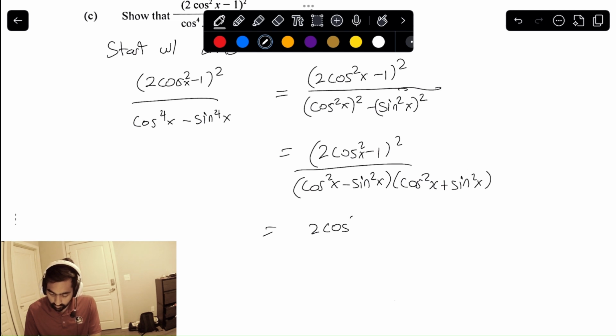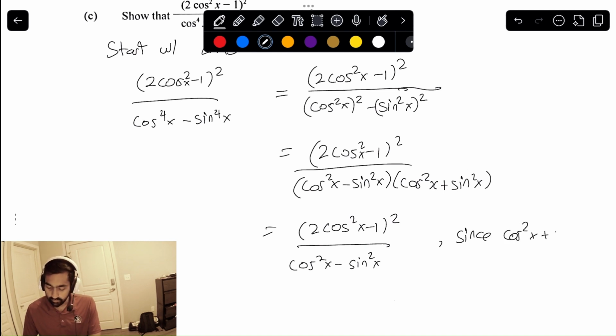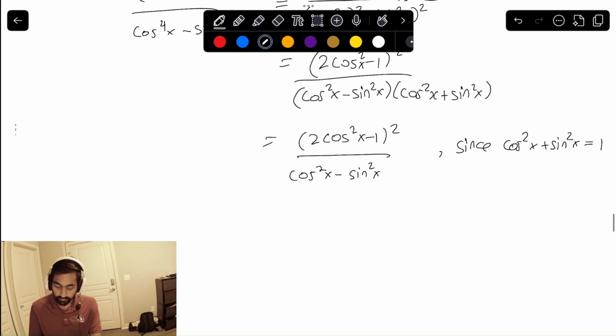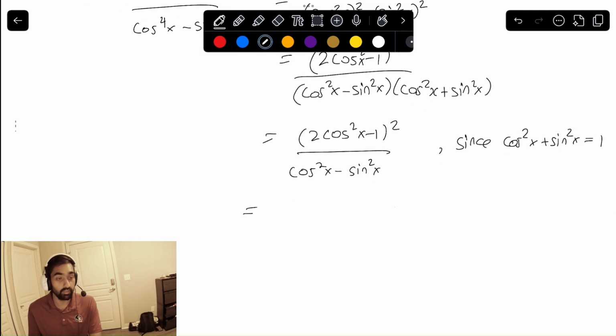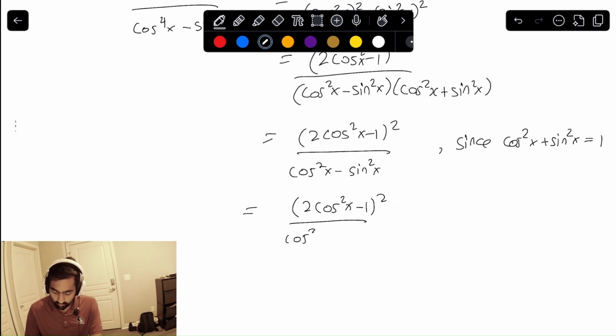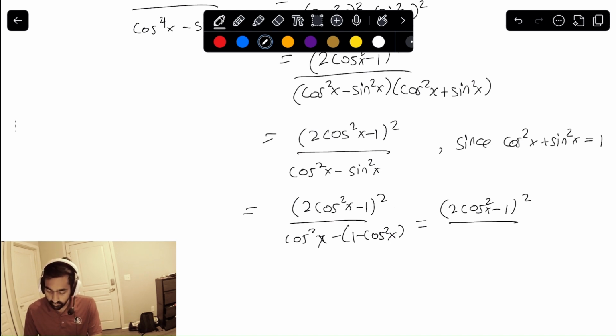So I can say that this is equal to (2 cos squared x minus 1) squared all over cos squared x minus sin squared x, since cos squared x plus sin squared x equals 1. So now I'm going to replace this sin squared x by 1 minus cos squared x. If I do that, all over cos squared x minus (1 minus cos squared x), I actually see that what I get on the denominator is the same thing as what I had on the numerator. It's (2 cos squared x minus 1) all squared all over 2 cos squared x minus 1.